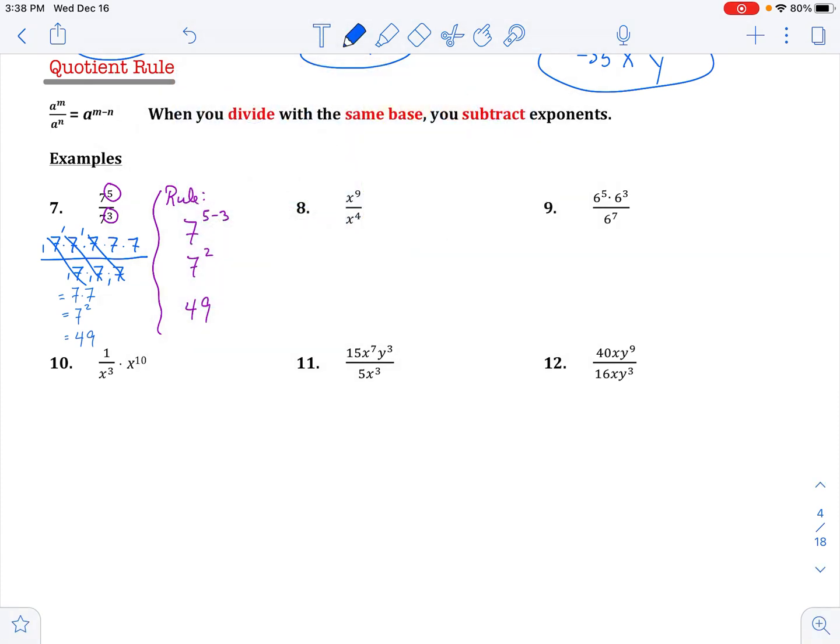This next problem, I'm going to explain it out. It's going to take a little bit longer because we're going x to the 9. So that's 1, 2, 3, 4, 5, 6, 7, 8, 9. Divided by x to the 4th.